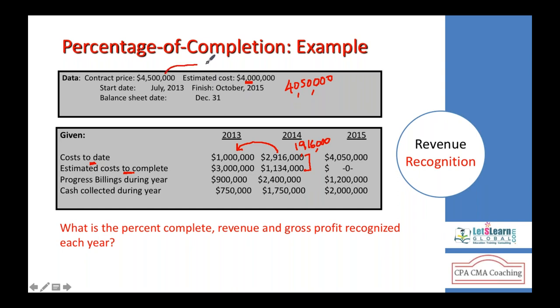But we estimated a cost of only 4 million. When we estimated a cost of 4 million, our estimated profit was 500,000. Now the cost is disturbed here. Estimated cost increased by 50,000, so your profit will decrease by 50,000. So your total overall profit is going to be 450,000, not 500,000, because the cost estimated is going to be more by 50,000. Now let's work on how to calculate revenue and gross profit for 2014.